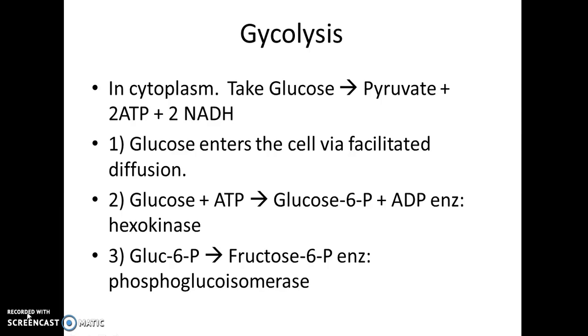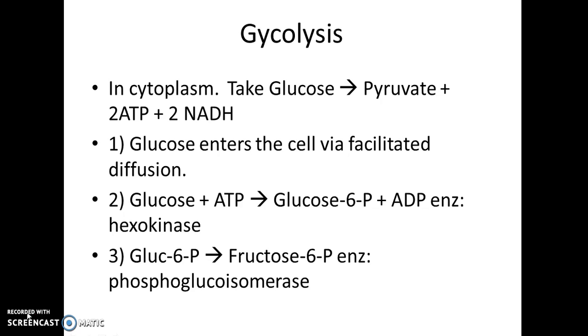But in cytoplasm, we're going to take glucose, and eventually we're going to change it to pyruvate, 2 ATP molecules, and 2 molecules of NADH. That is glycolysis, the overall. So let's go over the steps. Now, I want you to get the different steps down with the description as well as the enzyme. So pause this as you think you need to pause it. There's going to be a lot of information here.